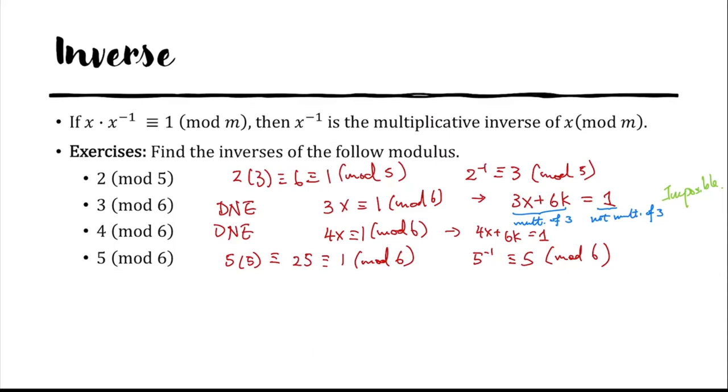So a quick way to determine whether a modulus has an inverse is to check the GCD. If you look here, the GCD of 2 and 5 is 1. They don't share a common factor. The GCD between 3 and 6 is 3. They share a common factor of 3. So the left-hand side will be a multiple of 3, but on the right-hand side you want it to be 1.